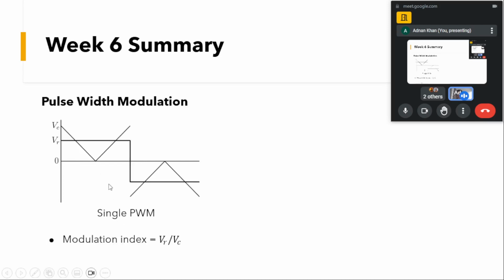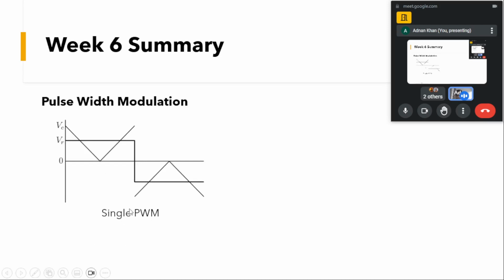So we go for different modulation techniques. You can see here this is a single pulse width modulation, the basic that we saw here. Here, how the pulses are made is, we have a carrier waveform, this sort of triangular waveform that will be moving, and we have this reference waveform or modulating waveform. And the logic is such that when this VR is greater than this carrier, we turn on this device.